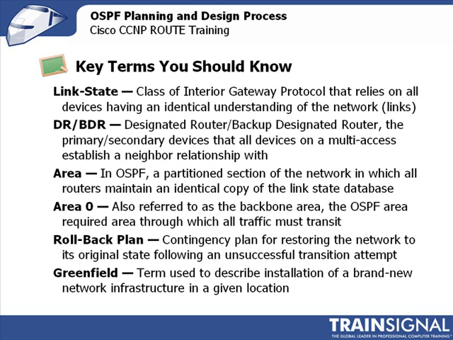Area 0, also called the backbone area, is the area through which all other traffic must pass and all areas must connect to. A rollback plan is a contingency plan for restoring a network to its previous state following an unsuccessful transition attempt. And greenfield is just a term to describe installation of a new network environment.